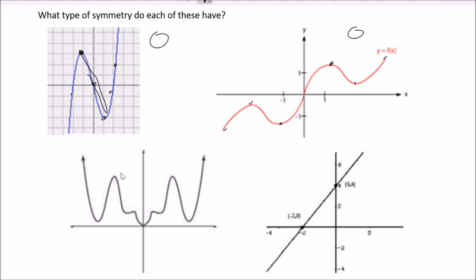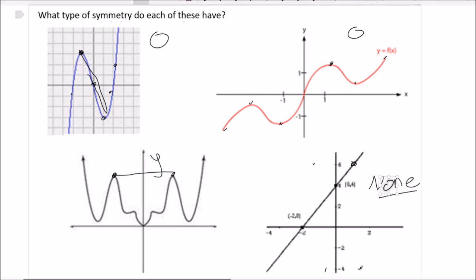What about down here? Each point has a point across the y-axis. This is y-axis symmetry. What about this one? What symmetries does it have? Let's see. Does it have a point across the y-axis? Nope, that's not on the graph. Does it have a point across the x-axis? No, it's not on the graph. Does it have a partner point across the origin? No. This one is a trick question. This one doesn't have any symmetries, so I'm going to put none, or has none of the 3 symmetries we talked about anyway.